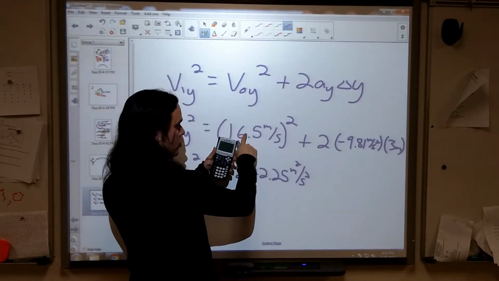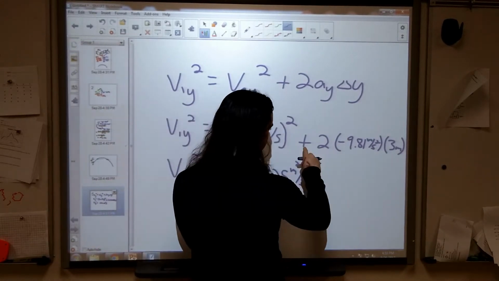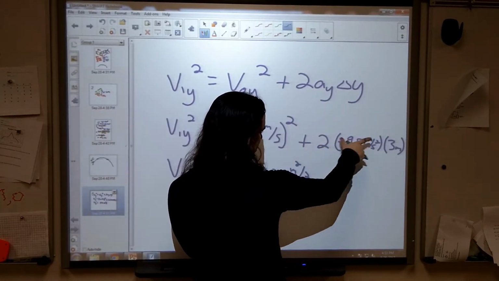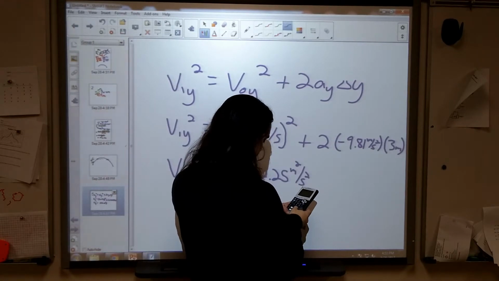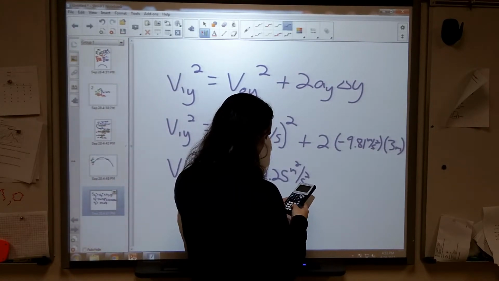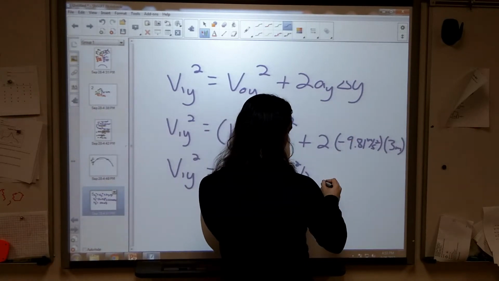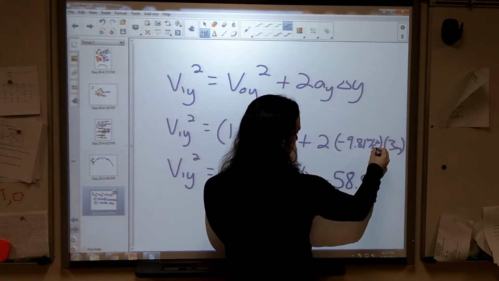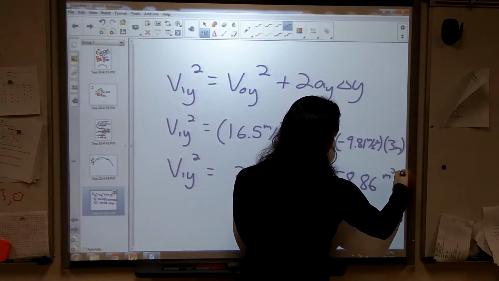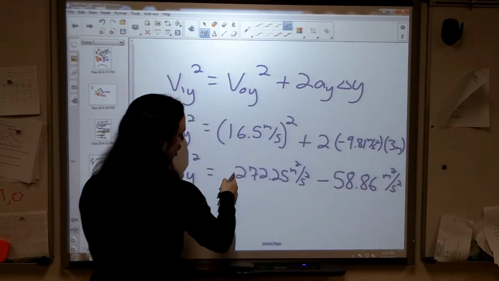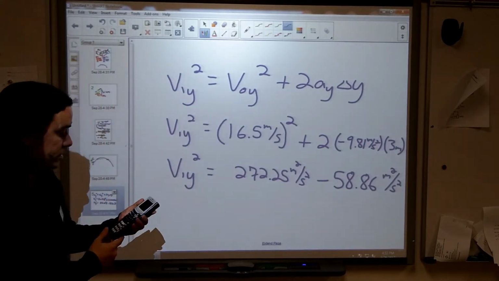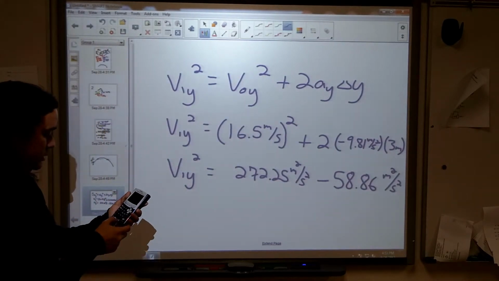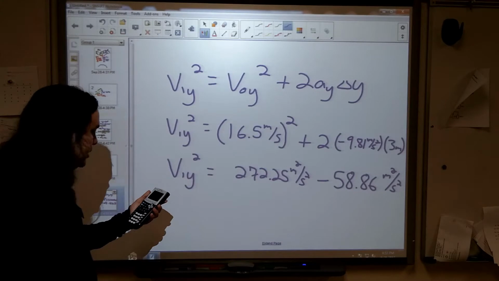We square the value and the units, plus 2 times all of this stuff. Let's do 2 times 9.81 times 3, 272.25. Let's see. Minus 58.86 meters per second squared times meter is meters squared per second squared. Great, all of these have units of meters squared per second squared, as they must. They all have to have the same units.